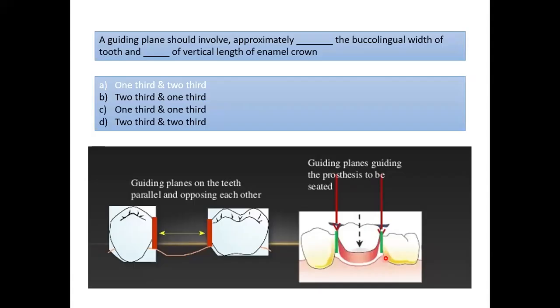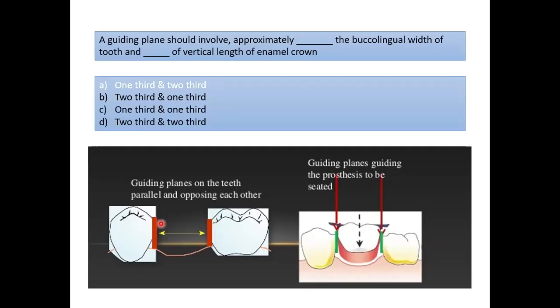So in that case, to get a proper path of placement of the processes, you should plane, or you should guide the processes to sit. To guide the processes to sit, you should fabricate a plane so that your process will sit and exit in the same manner. That fabrication is called guiding planes.